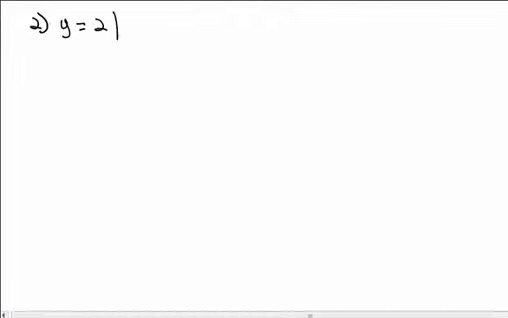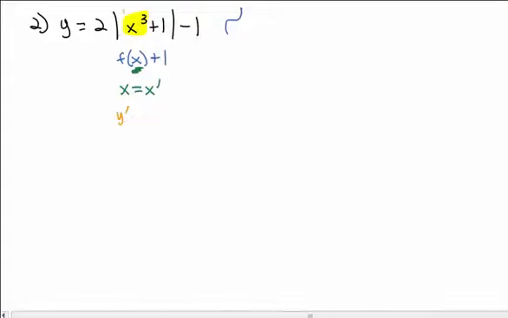Let's do y equals 2 absolute value of x cubed plus 1 minus 1. Again, we're going to start by looking inside the absolute value. And the function inside the absolute value is a cubic. Cubic shaped like this. That's going to be my function, and we're adding 1 to it. Which is nice because the x's don't change. X equals x prime. The y prime, that's what happens outside of the function, outside of the y, which means we add 1. Y plus 1.